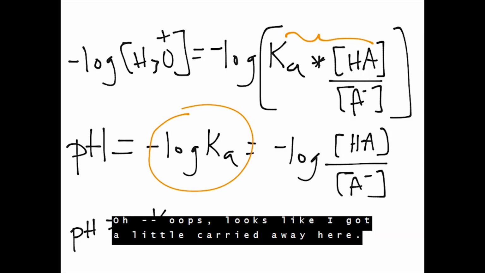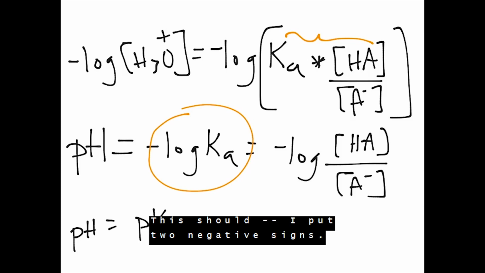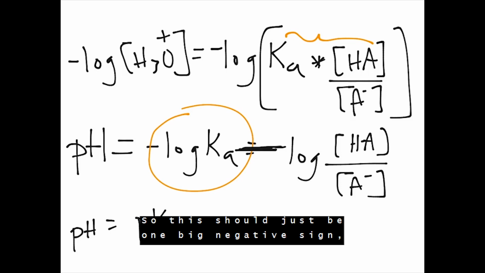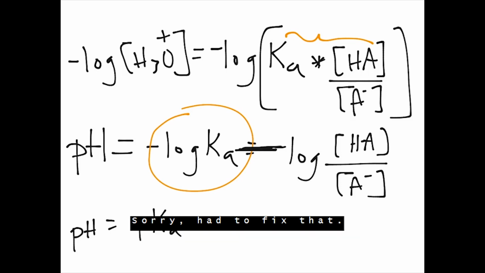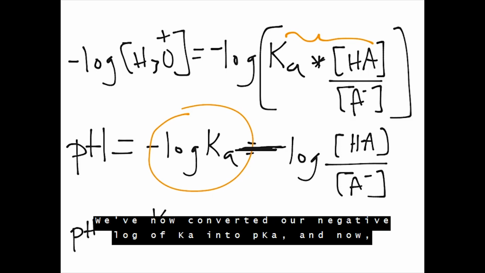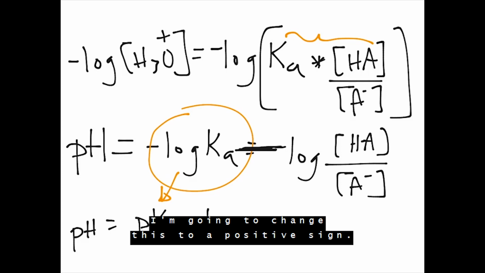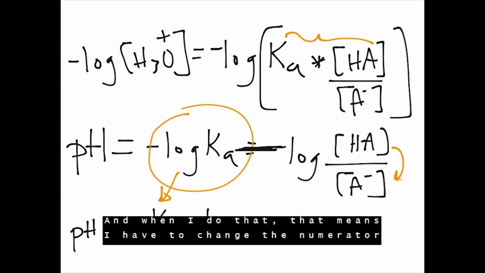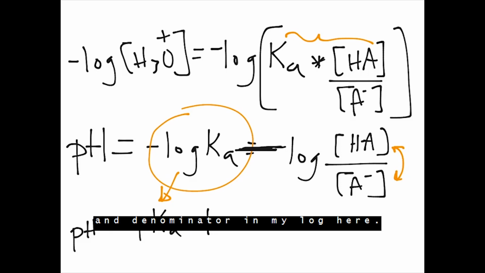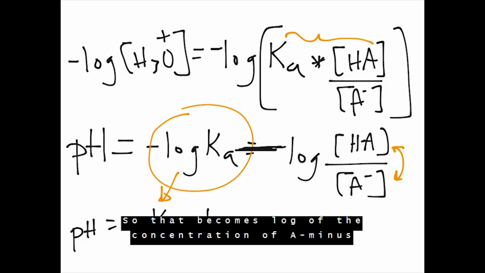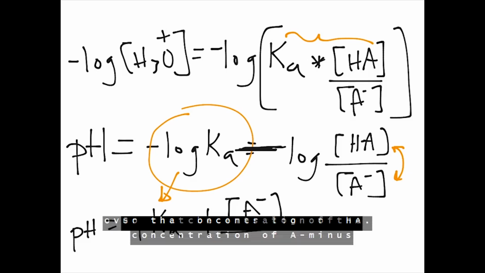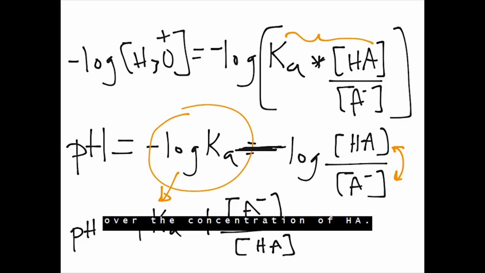Oops, looks like I got a little carried away here. I put two negative signs, so this should just be one big negative sign: negative log Ka minus log. Sorry, had to fix that. So if we come back, we've now converted our negative log of Ka into pKa. And now, rather than having a negative sign, I'm going to change this to a positive sign. When I do that, I have to change the numerator and denominator in my log here. So that becomes log of the concentration of A minus over the concentration of HA.